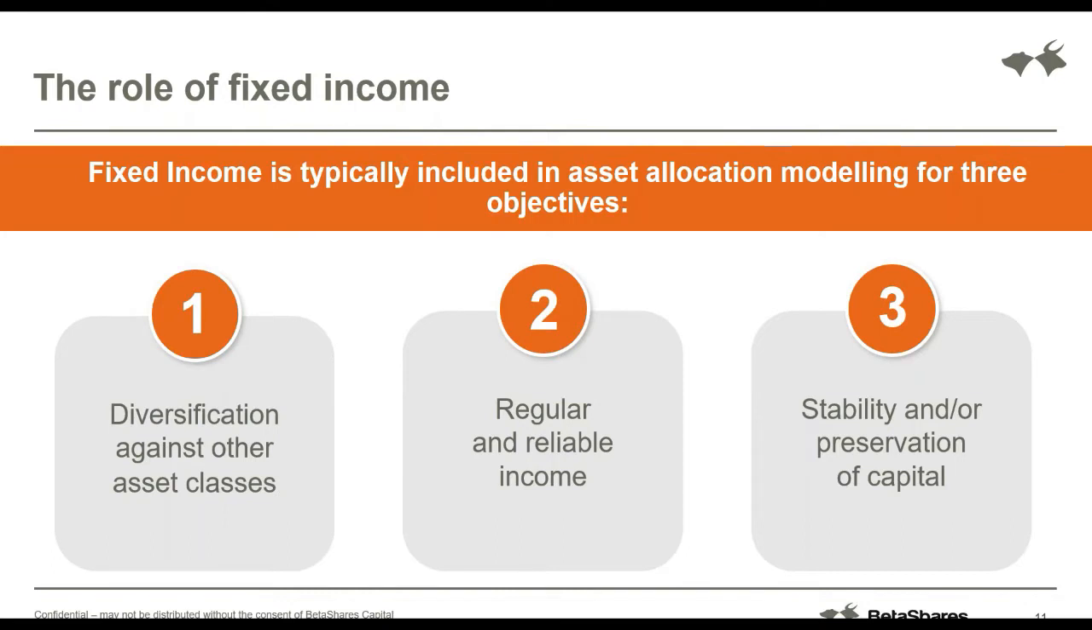What we've listed here really is the main objectives or outcomes that you are seeking from fixed income. And they can be either diversification against other asset classes, so this fixed income asset class will hold its value or go up in certain market environments or scenarios. Number 2, it will provide regular and reliable income. And the third objective, it will have capital stability and preserve capital.